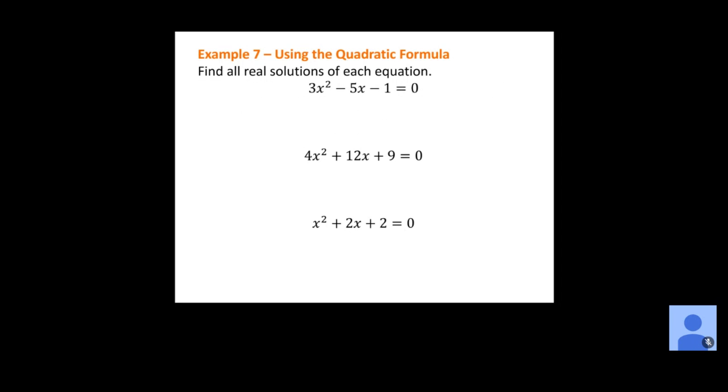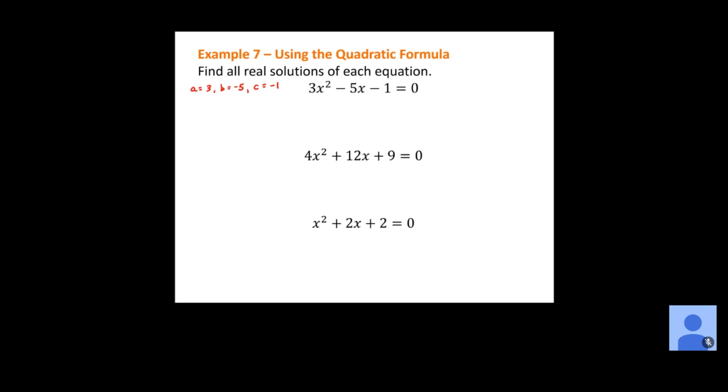All right, so we're going to use the quadratic formula and see if we can solve some of these now. The first one we've got is 3x squared minus 5x minus 1 is equal to 0. Our first step is we need to identify what the a, b, and c values are. For this first one, our a value is going to be 3. The b value is going to be negative 5. Make sure you keep the sign with that value. And the c value is actually going to be a negative 1.